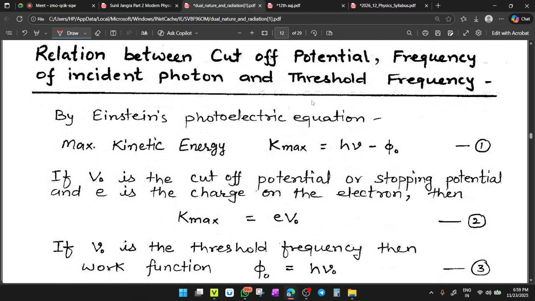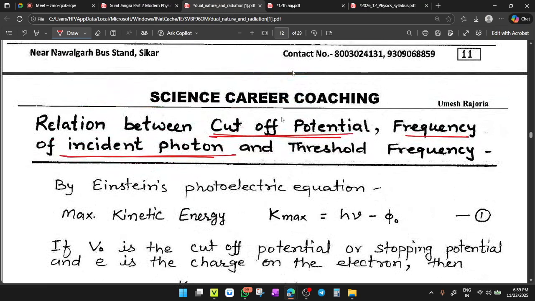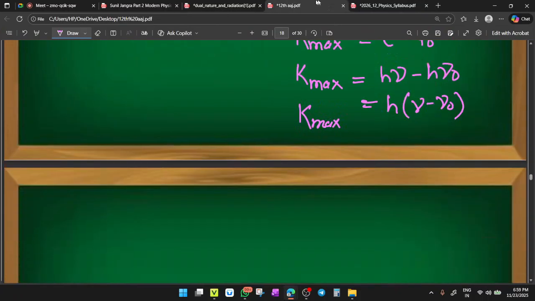Relation between cutoff potential, frequency of incident photon, and threshold frequency. So three things are there. Relation between cutoff potential, frequency of incident radiation, means incident photon. Here it is V naught, that is the cutoff potential or stopping potential. Then here it is nu, the original frequency, and threshold frequency equals nu naught. So we have to derive the relation between all these three. Let us see how we can derive this relation.